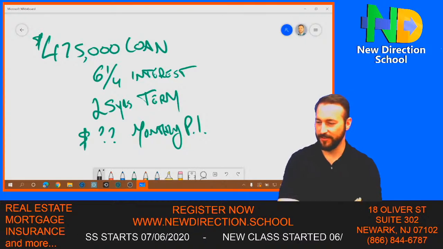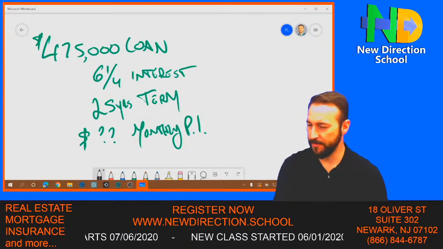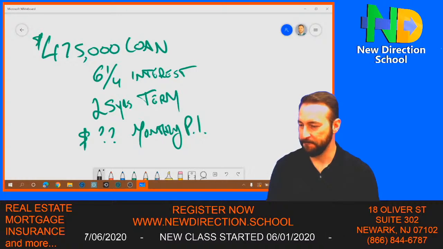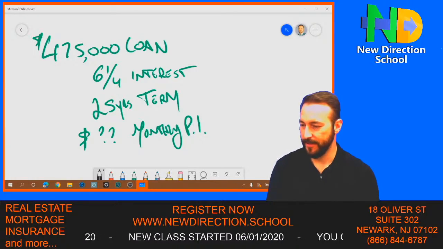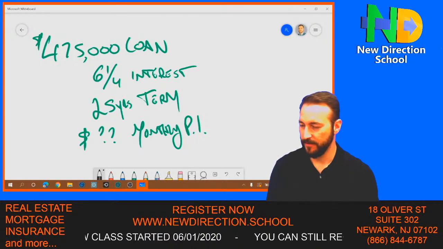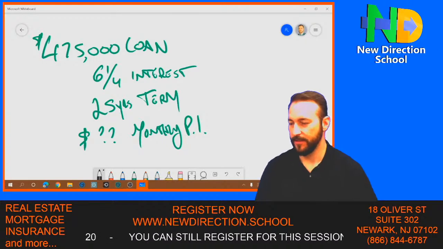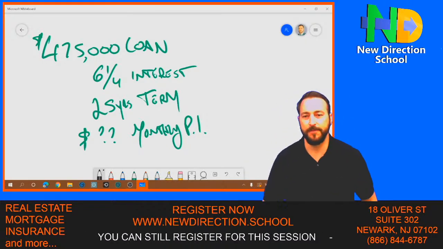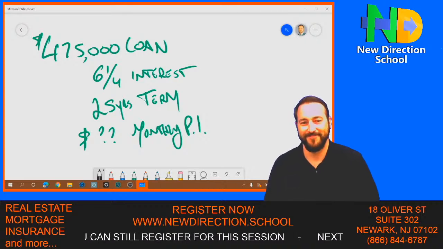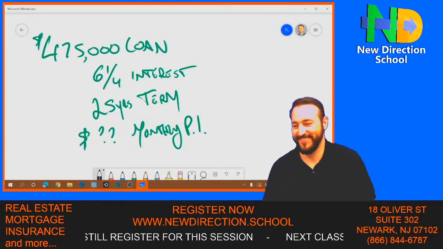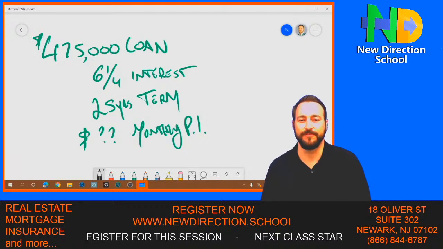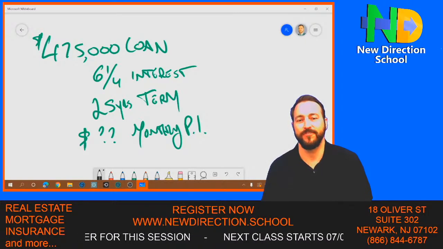Did everybody put the answer? I don't think so. 36 people. See what we got. 1, 2, 3, 4, 5, 6, 7, 9, 10, 11, 13. Come on. 36 people. I only got 13 answers. Work it. $475,000 loan. 6 and a quarter. 25 years.